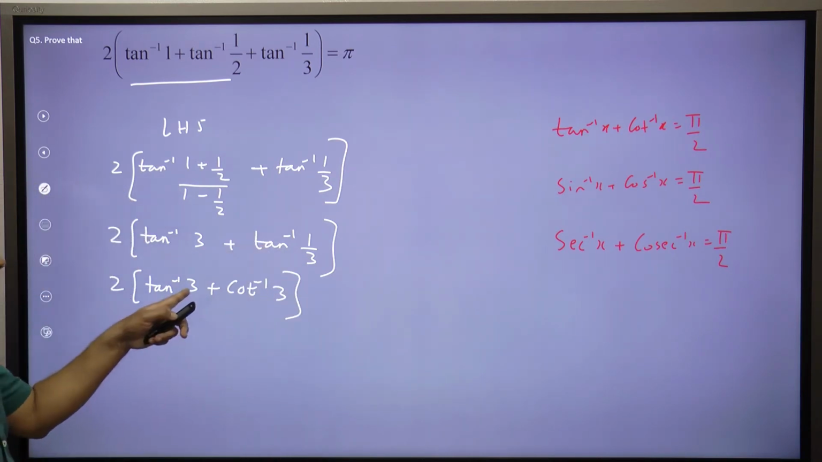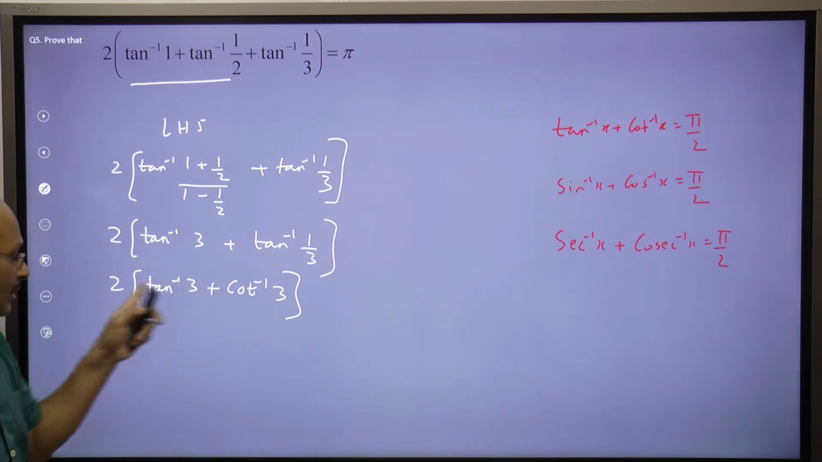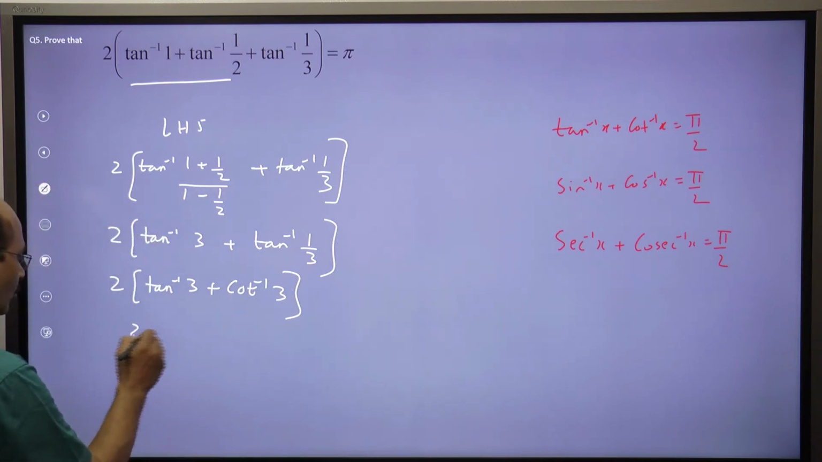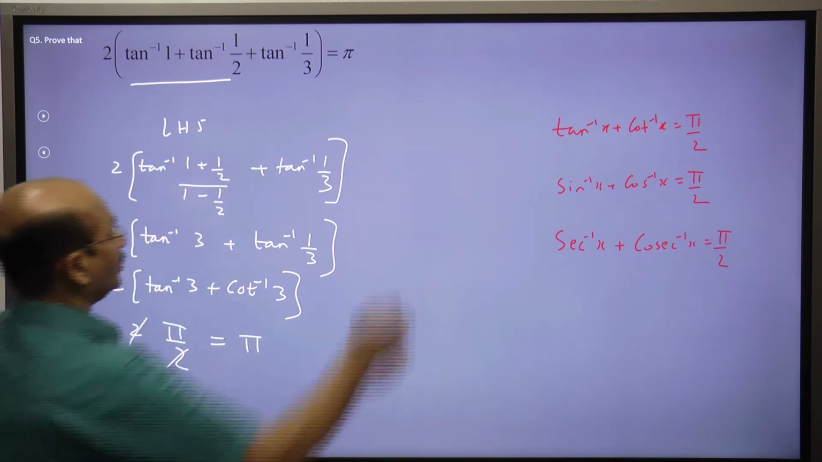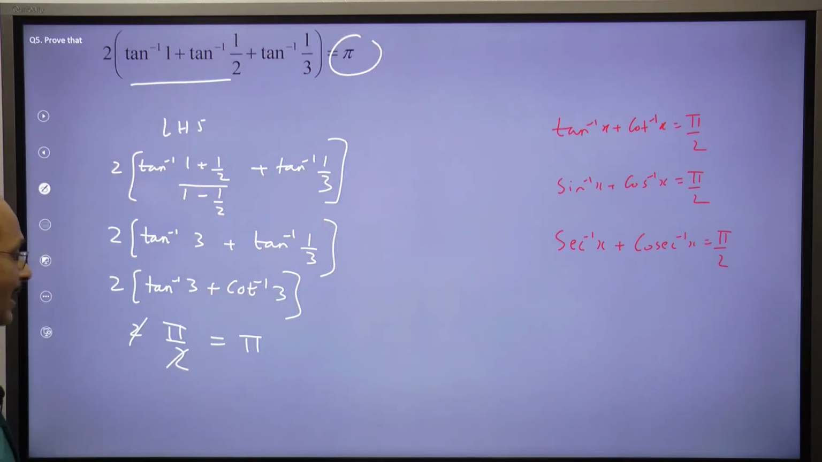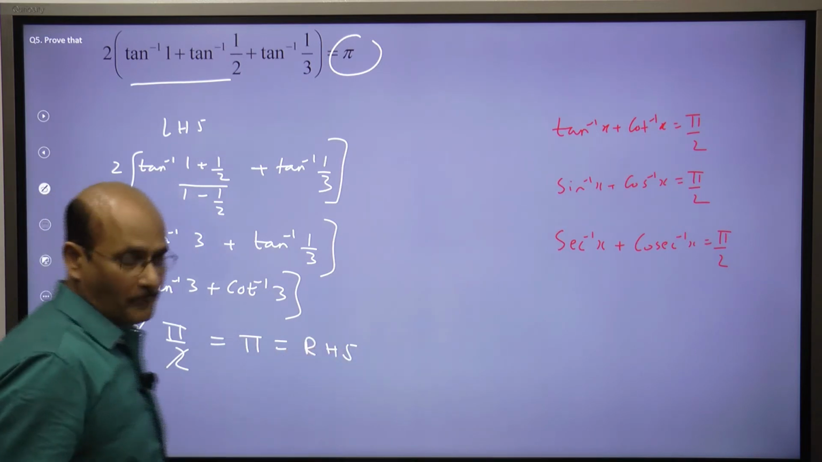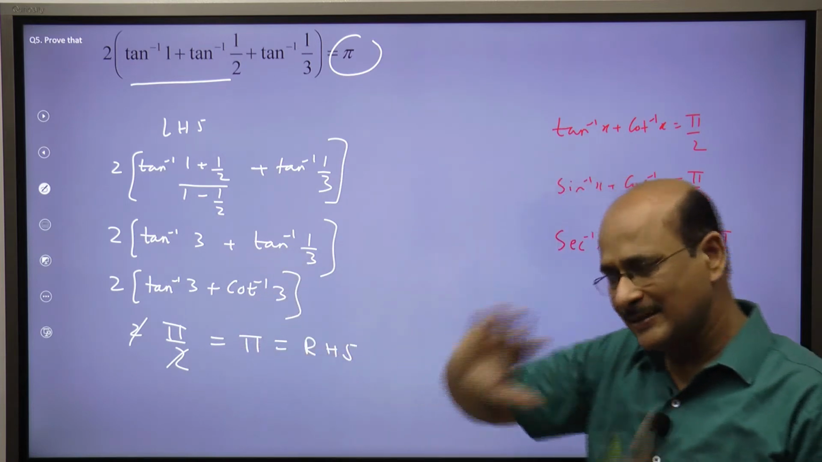Now just see, this pattern remains the same, tan inverse x plus cot inverse x. X is the same element here. So tan inverse x plus cot inverse x is nothing but pi by 2. So 2 into pi by 2, cancel, what remains? Pi. That's what exactly they are asking us to prove, that it is equal to pi, and this is RHS. So please understand, these are board questions. So how? The sums are simple.